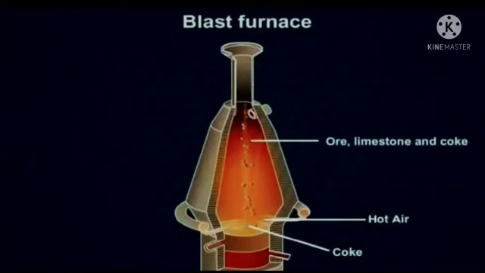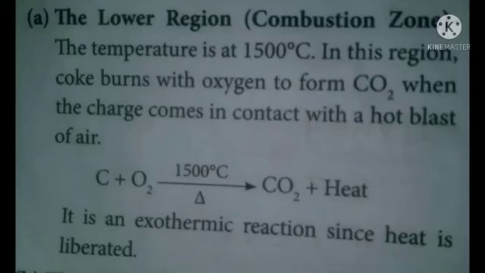Inside this blast furnace we can separate it into 3 regions: lower region, middle region and the upper region. Or we can call them 3 zones. The lower region is called the combustion zone, the middle region is called the fusion zone, and the upper region is called what? The reduction zone. Now we can see what will happen at the lower region.